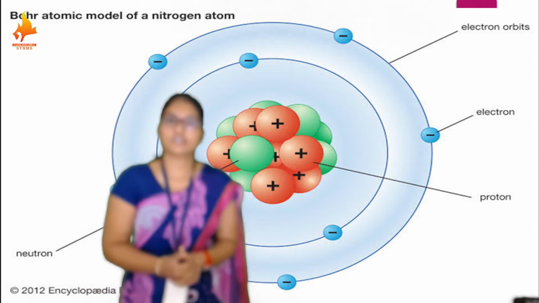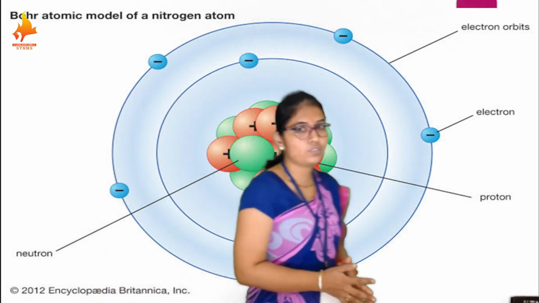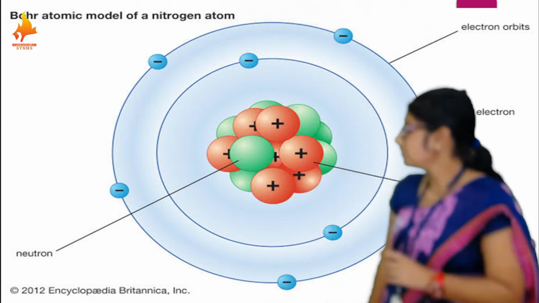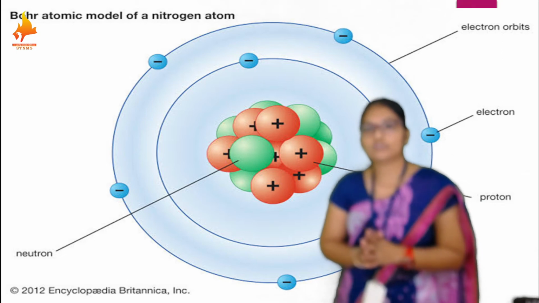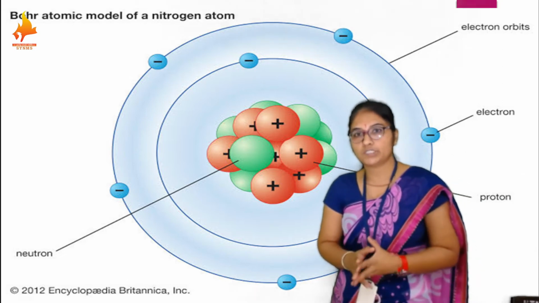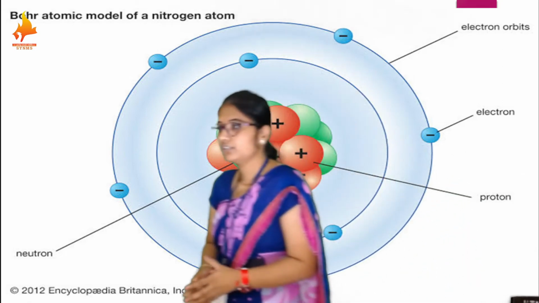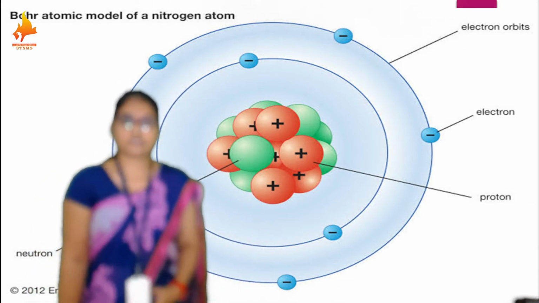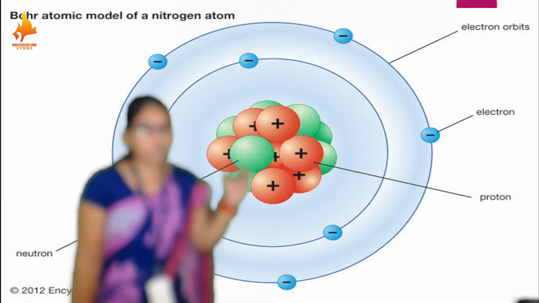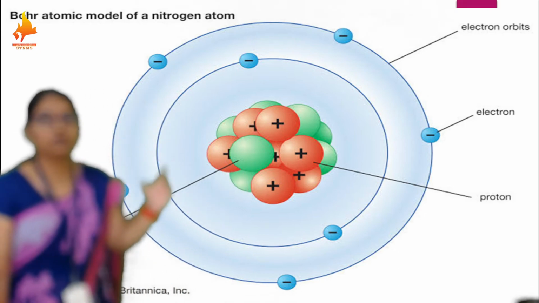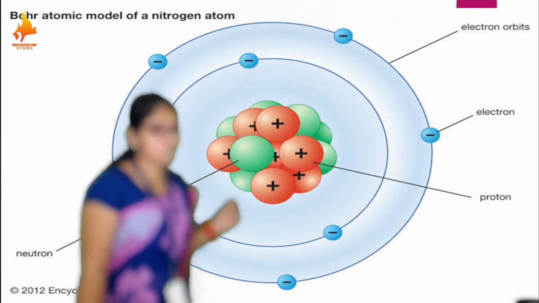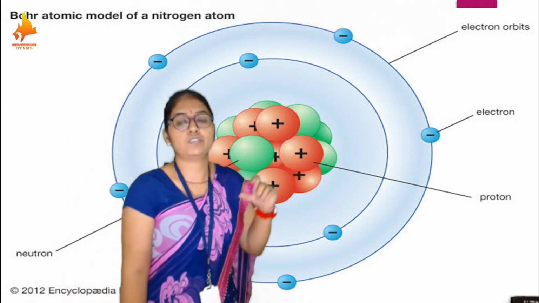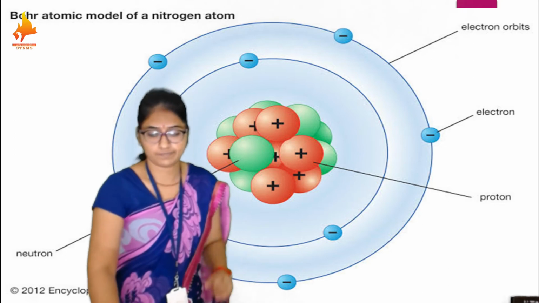See the structure of the atom given in front of you. At the center of the atom, the nucleus is present, which consists of protons and neutrons: positively charged particles called protons, and particles which have no charge, called neutral particles or neutrons. Together, these protons and neutrons are called nucleons. Surrounding the nucleus, electrons are revolving. These are present in orbits, also called shells.